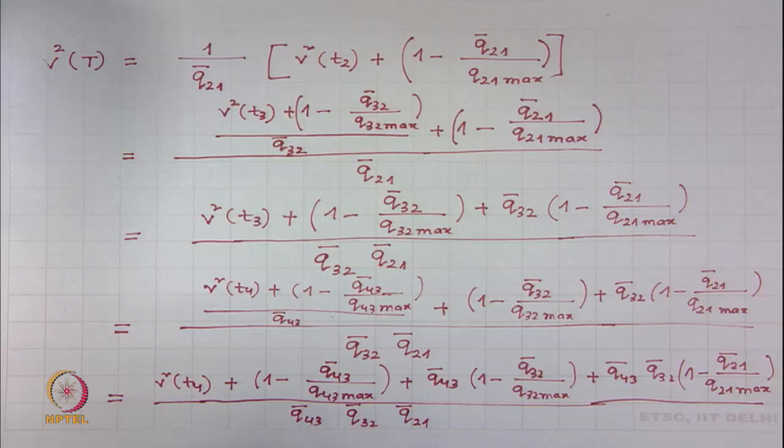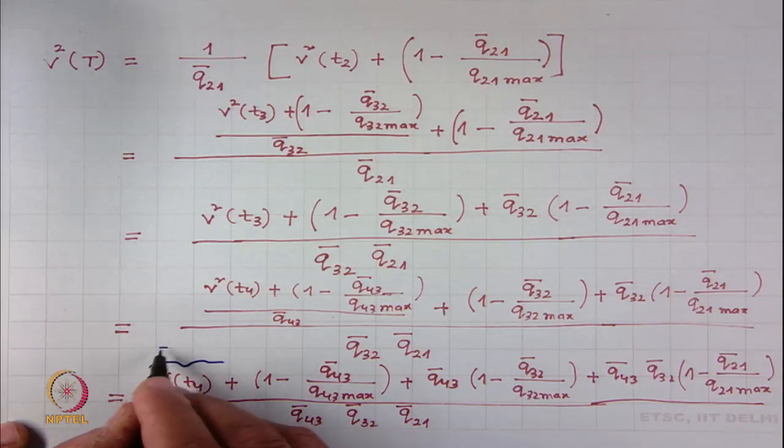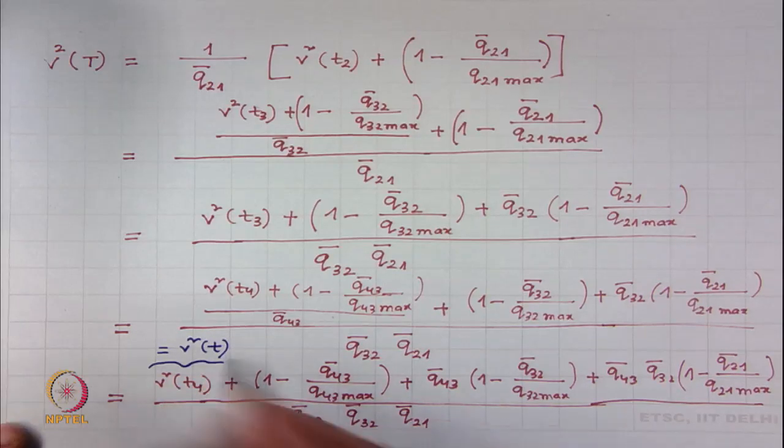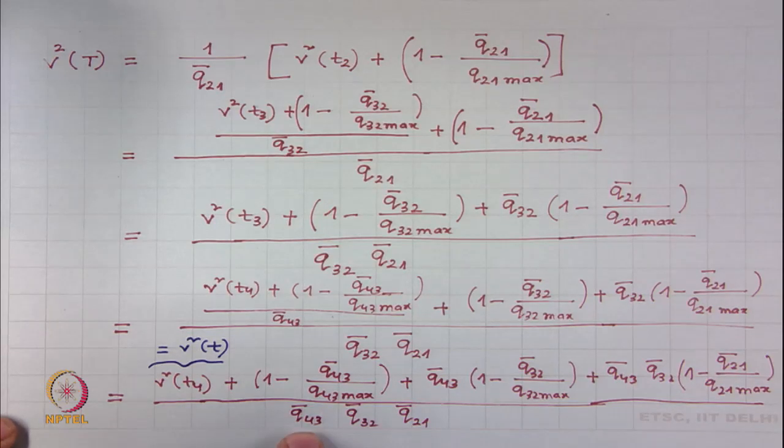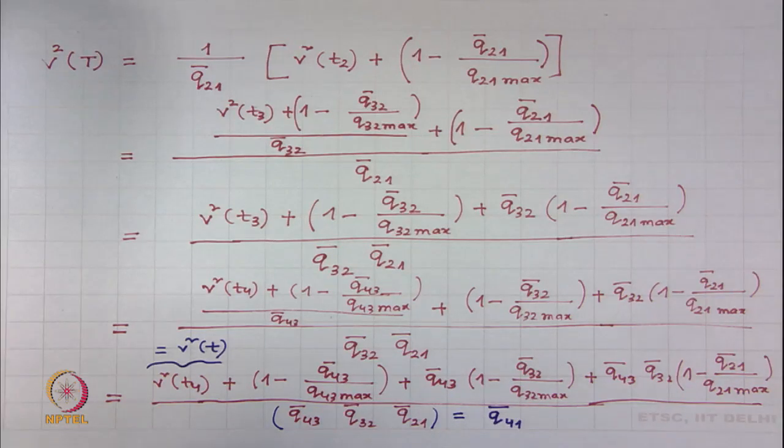Now we can substitute here V square T, square of CV of fiber fineness, and look at this Q43 bar: mean number of fibers in bundle multiplied by mean number of bundles in cluster multiplied by mean number of clusters in sliver, which is equal to mean number of fibers in sliver, which is further equal to n bar, right.